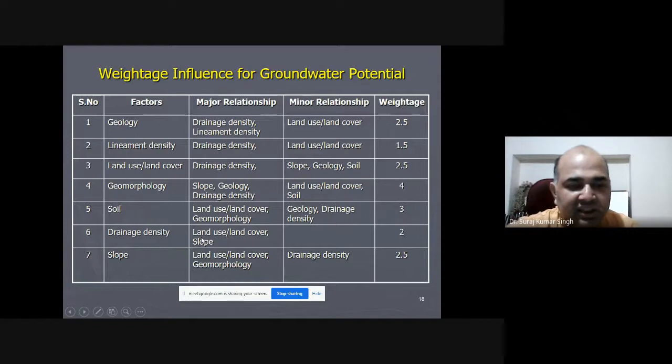Then drainage density has a major relationship with only land use land cover and slope, that makes 2. And finally, slope with land use land cover, geomorphology, and finally with drainage density, that makes it 2.5.